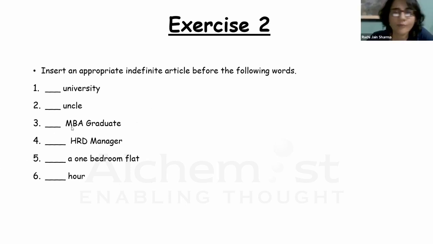MBA graduate. An MBA. One at a time. An MBA graduate, because the sound that comes out when I say M is a vowel sound, right? So an MBA graduate. Also see, this rule has not been made to confuse the students. It has been made basically to aid fluency. When I say a MBA graduate, I have to pause a little. But when I say an MBA graduate, I can say it in one single flow, right? So that aids fluency, and that is why these rules have been made.